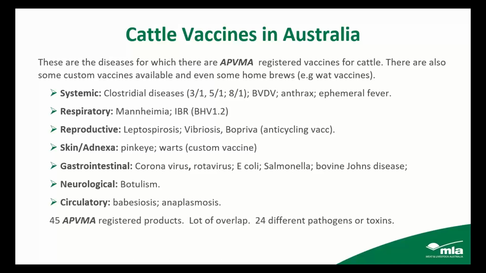So APVMA has 45 registered products covering at least 24 different bugs and all their toxins. And those 45 products are recombined into all sorts of different things, 5-in-1, 7-in-1, 2-in-1 for some of the respiratory vaccines, and at least one 4-in-1 for the gastrointestinal vaccines.